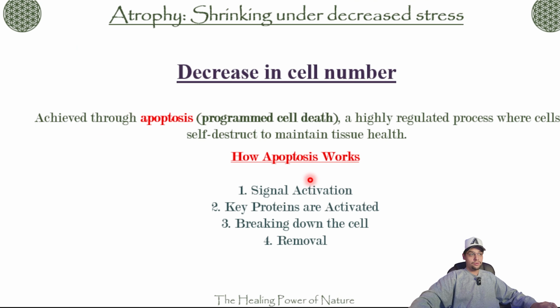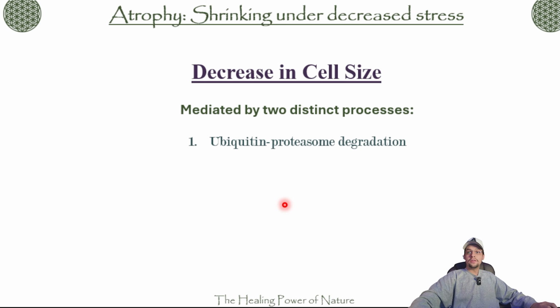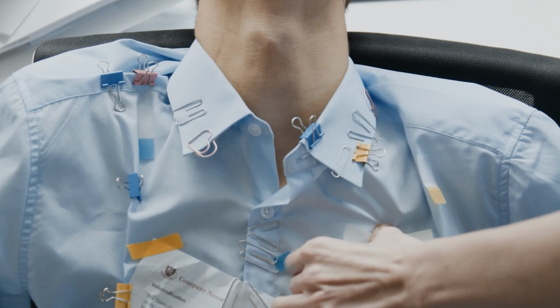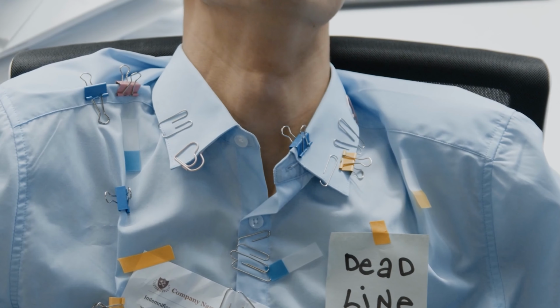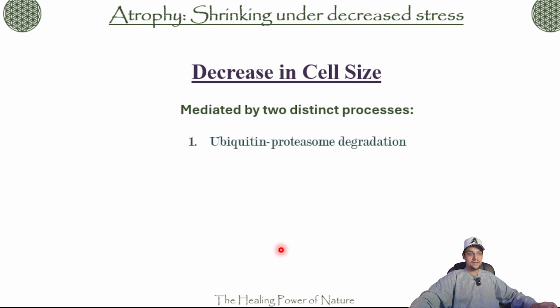Next, we're going to go through a decrease in cell size, all right? This is mediated by two distinct processes. A decrease in cell size first is mediated by the ubiquitin proteasome degradation. I know this is a big word, but basically what's happening is the cytoskeleton proteins are tagged with ubiquitin. Ubiquitin tags the protein. It's basically a marker that says, okay, destroy me. And once it has the signal, it's degraded by proteasomes, all right? Ubiquitin tags, proteasomes are the degradation.